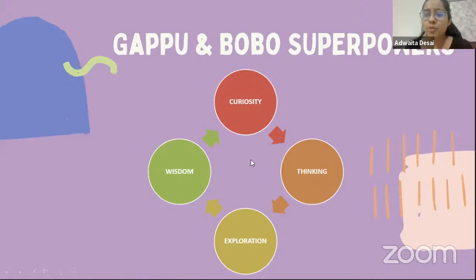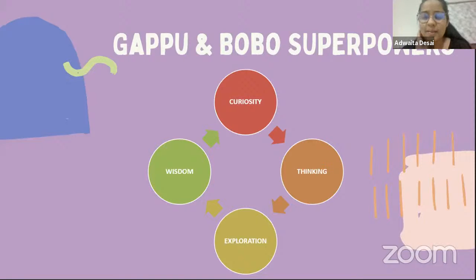Now I want you to remember these 4 superpowers, okay? Curiosity, thinking, exploration, wisdom. Those who know English will use these 4; those who know Hindi will remember जिज्ञासा, सोच, खोज, and wisdom is called as प्रज्ञा. Okay, so can someone now tell me about all four superpowers?